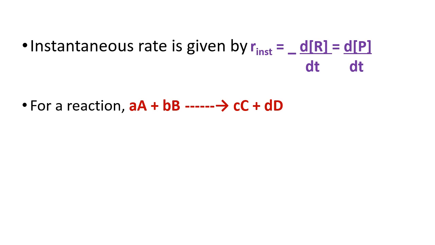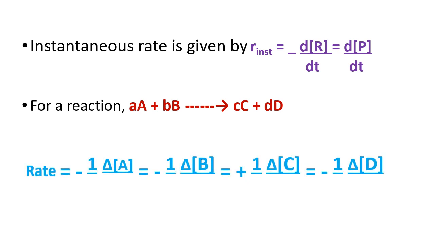For a reaction aA plus bB gives cC plus dD, the rate is given by rate is equal to minus 1 by a into small change in concentration of A with respect to change in time, which is equal to minus 1 by b into small change in concentration of B with respect to time, which is equal to plus 1 by c small change in concentration of C with respect to change in time, which is equal to plus 1 by d small change in concentration of D with respect to change in time.